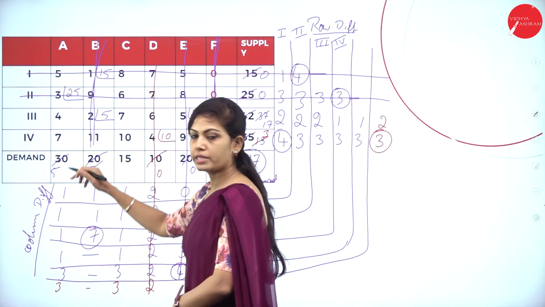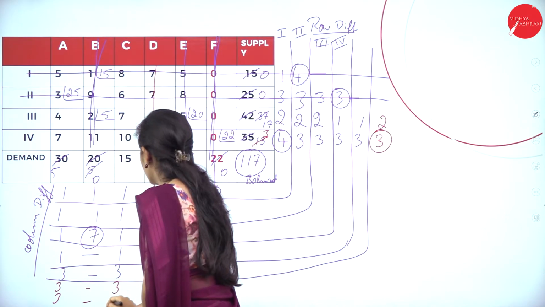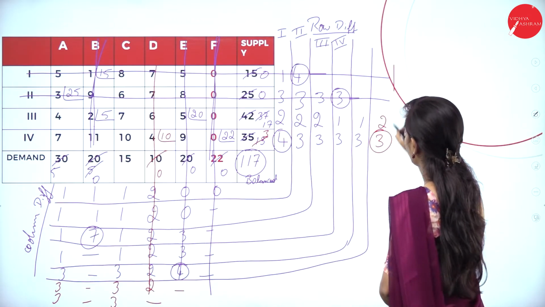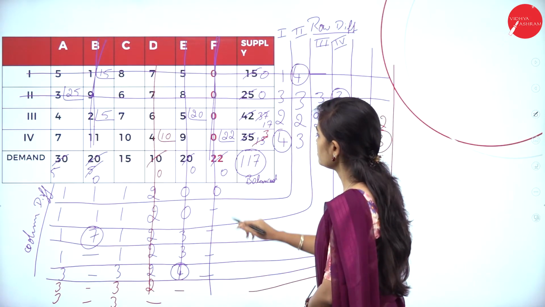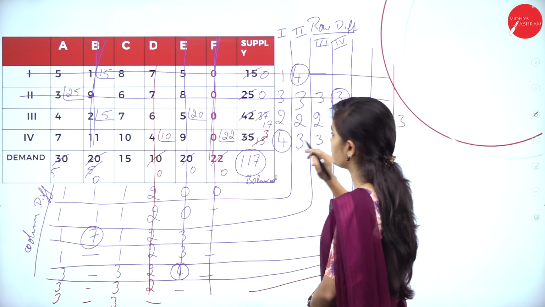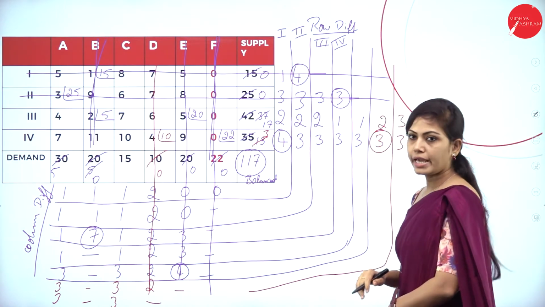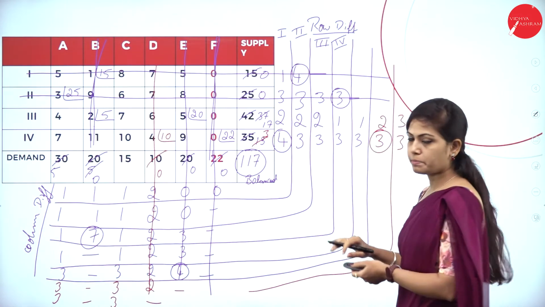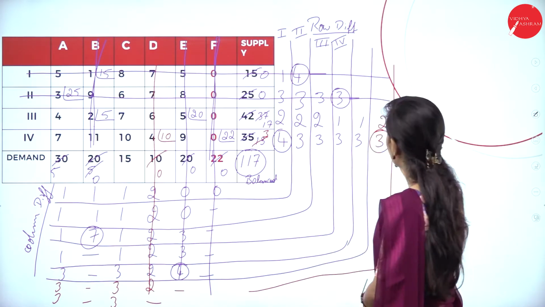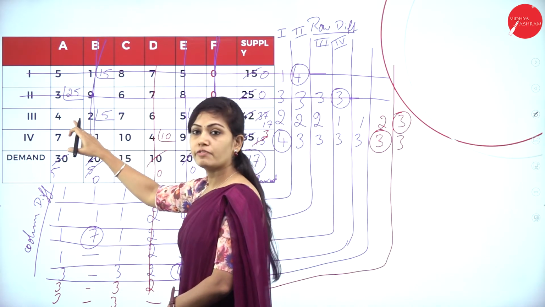Least value is 4 and 7, difference is again 3, and 7 and 10, difference is 3. And row difference, 4, 7, difference is 3. 7, 10, difference is 3. Again, you just consider the highest penalty cost. I will take 3 as the highest penalty cost. So now it comes under the 3rd row. In the 3rd row, the least value is 4.